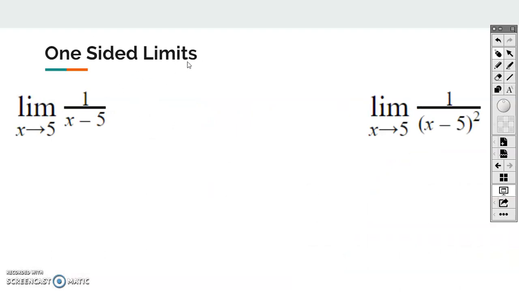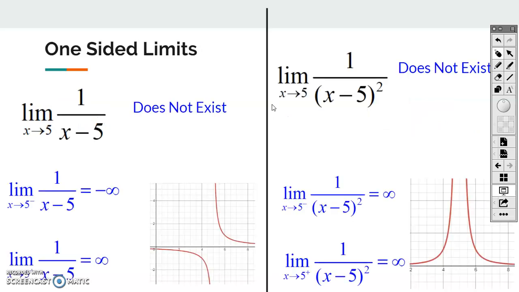Another example of one-sided limits has to do with vertical asymptotes. So if we think about these two rational functions, 1 over x minus 5 and 1 over x minus 5 squared, this is something that the AP evaluates a little bit differently than the way I taught it in class. So I'm going to show you what the one-sided limits and the graphs look like for these two and then talk about them a little bit.